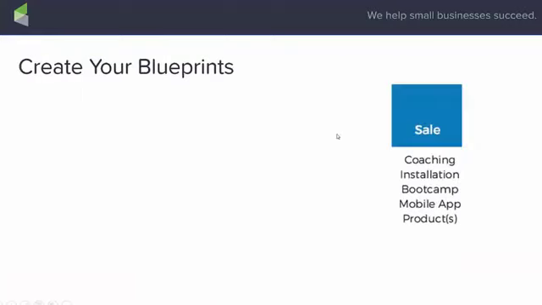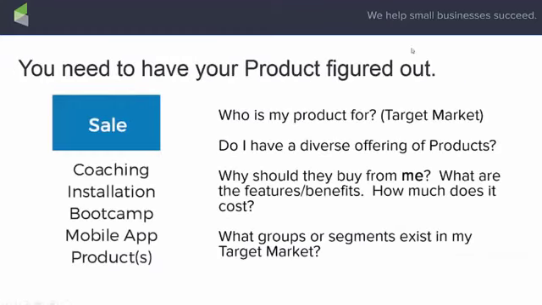Starting with the sale. Okay, so we're going to dig into this a little bit. You need to understand the product that you're selling. So let's talk about it. Who is your product for? It really connects to your target market, who you're aiming at. Do you have a diverse offering of products? We'll talk about that. Why should they buy from you?